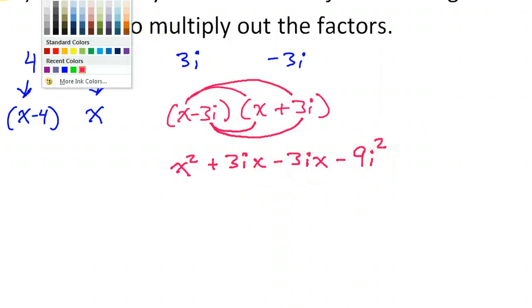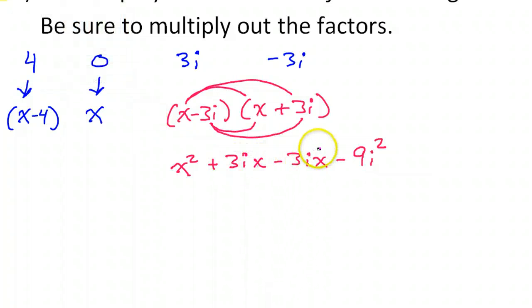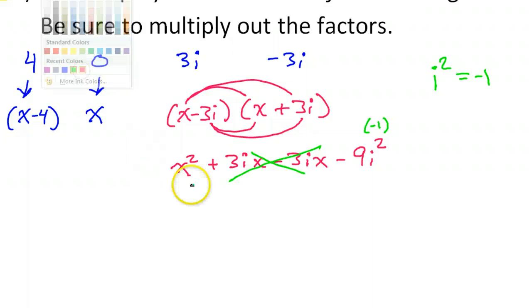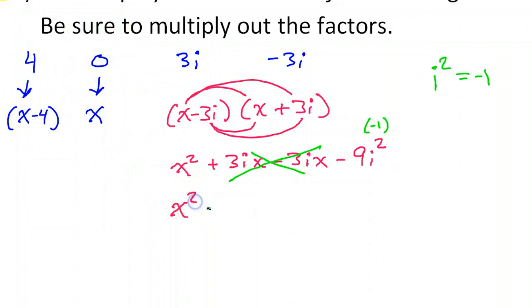So the next thing that's going to happen is positive 3ix and negative 3ix cancel each other out. So they're gone. Now there's something we know about i squared, isn't there? We know that i squared equals negative 1. Alright, you should just memorize that. So really this is negative 9 times negative 1. That's what this really is. And a negative times negative is a positive. So this is going to become x squared plus 9. Because negative 9 times negative 1 is positive 9. So that's what we have when we multiply these together.